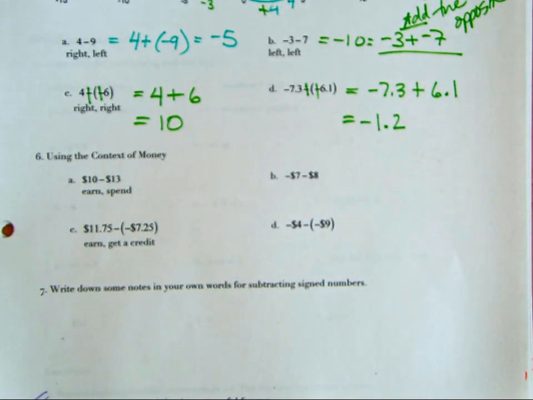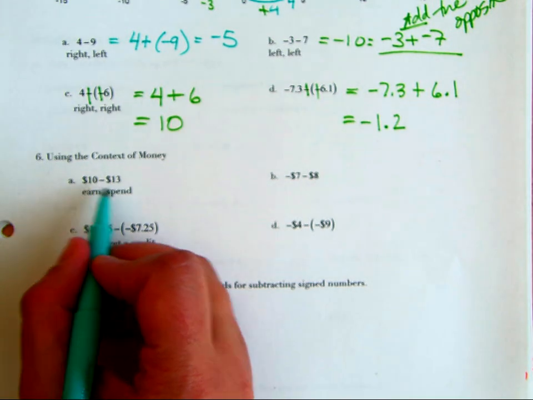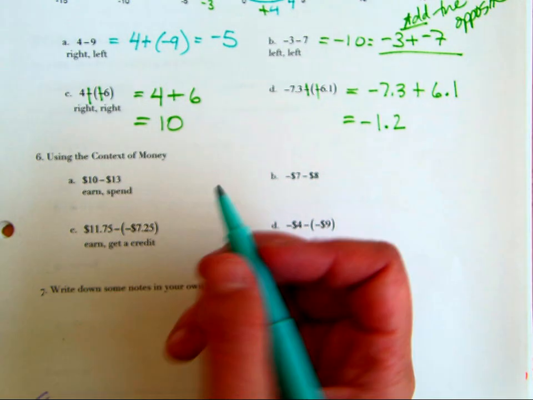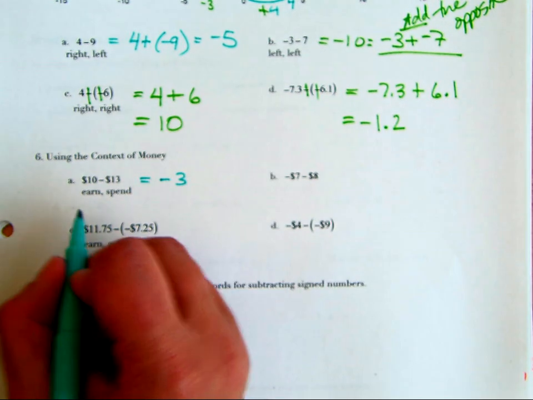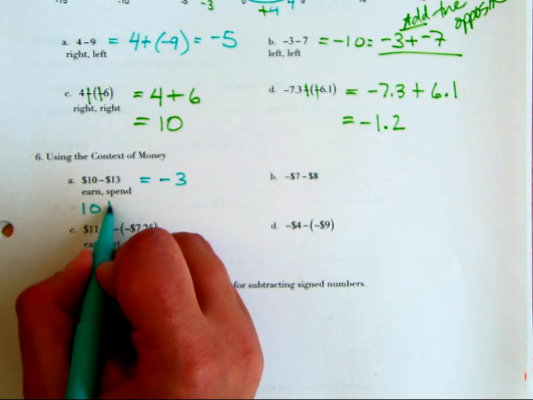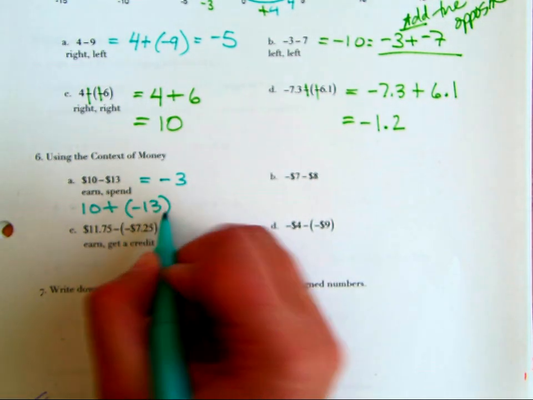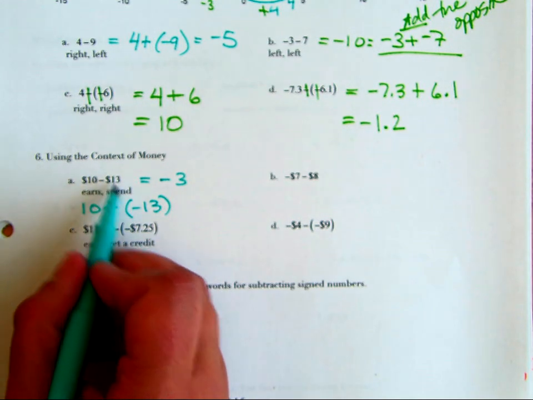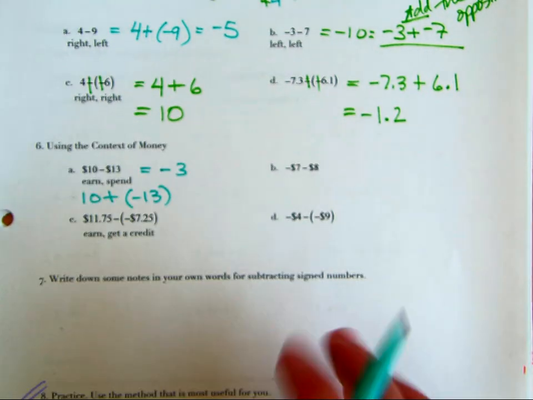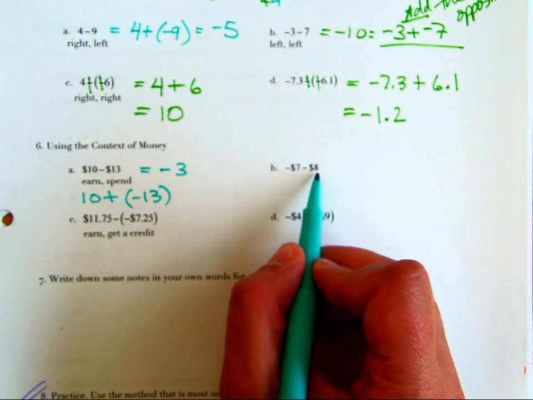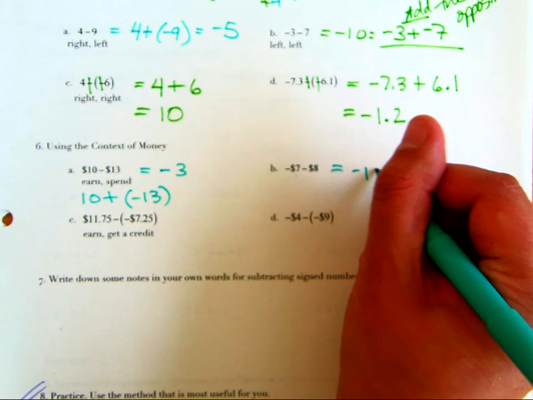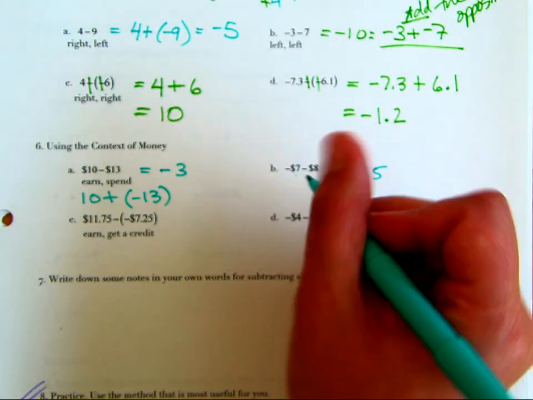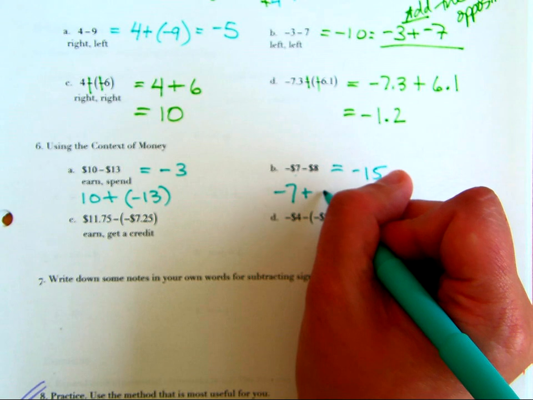If we talk about using the context of money, here you earn $10, you spend 13. How much money do you have left? Yeah, you have -3. So that's the same thing as 10 plus -13. That's the same exact thing. Add the opposite sign. Okay, here you spend 7, you spend 8 more. How much money do you have? -$15. And this is the same thing as -7 plus -8.